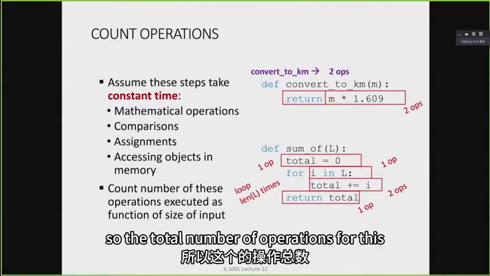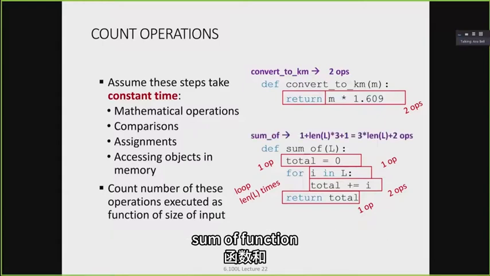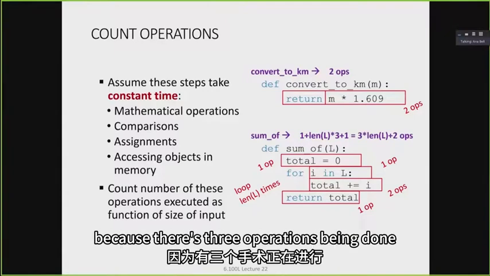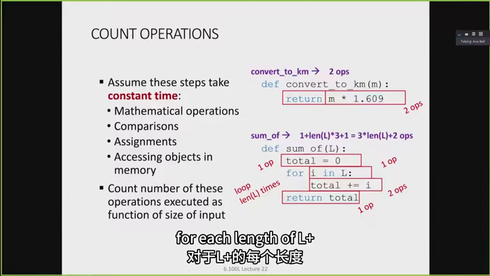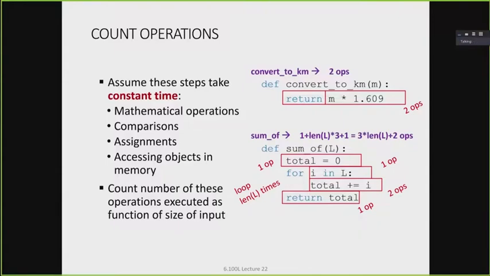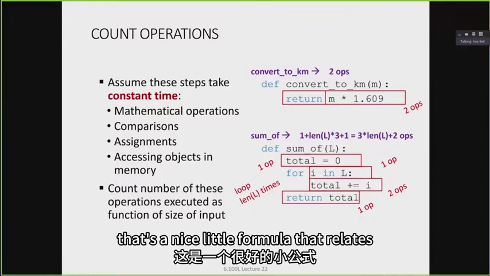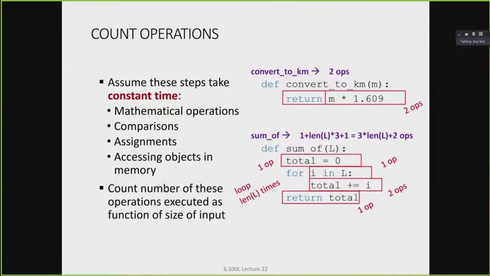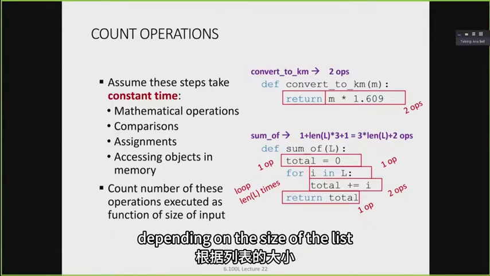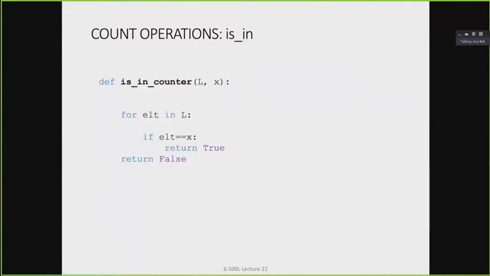So the total number of operations for this sum function will be 1 for the total equals 0, plus length of L times 3, because there's 3 operations being done for each element of L, plus another 1 for the return. So that's going to be 3 length L plus 2. That's a nice little formula that relates how many units of time we'll have to wait depending on the size of the list. Right? That's pretty cool.